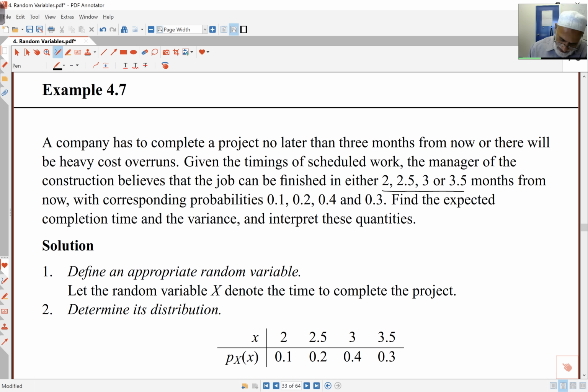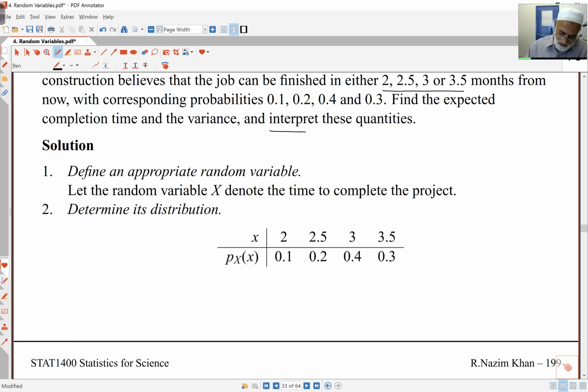We're going to find the expected completion time and the variance, and we're going to interpret these as well. So the first thing is to get the probability mass function. So the random variable here is going to be x.